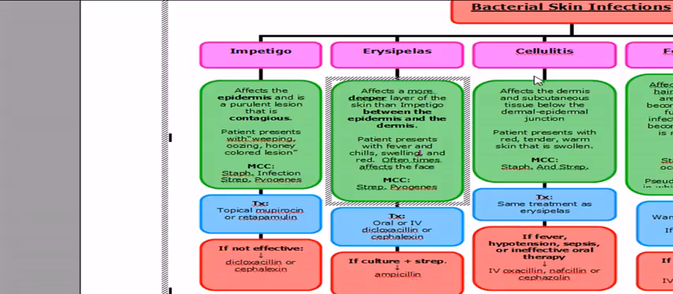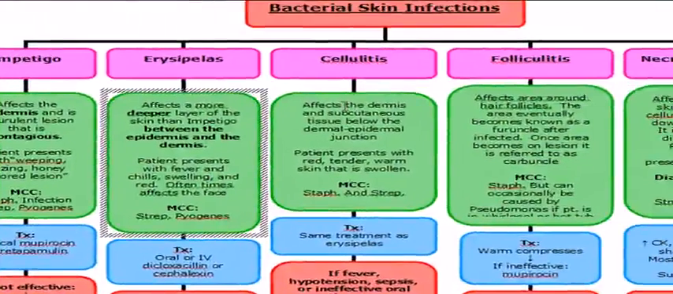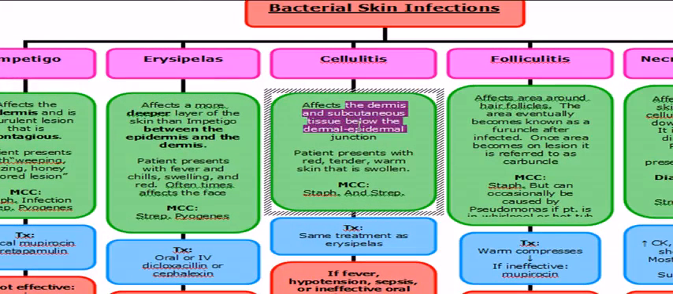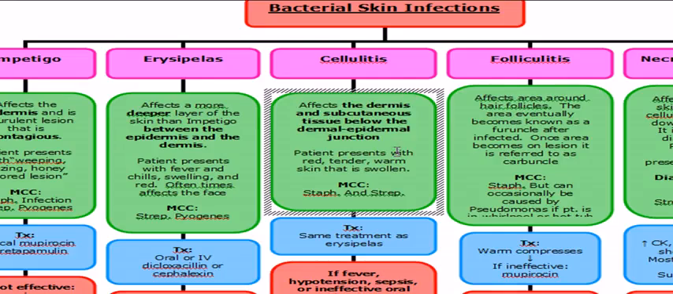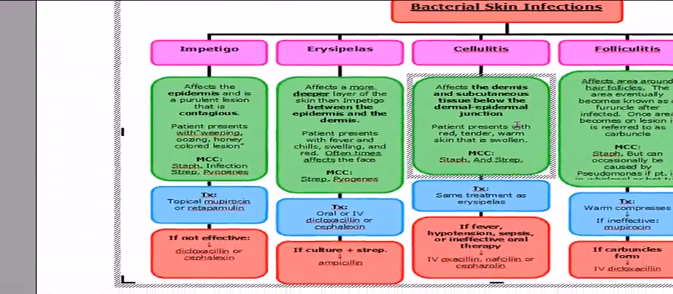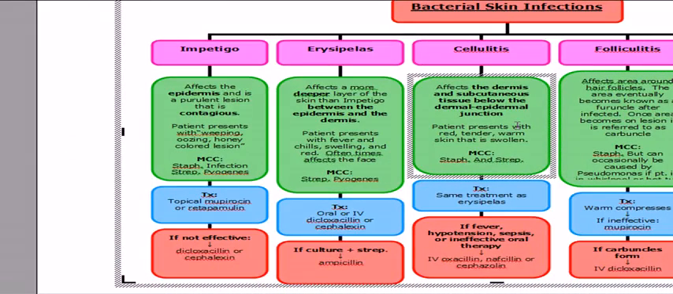Next, cellulitis. Now we're going superficial all the way down, right? So here, epidermis, impetigo. Erysipelas, between the epidermis and dermis. Next, cellulitis. It affects the dermis and subcutaneous tissue below the dermal-epidermal junction, okay? And this patient's going to present with red, tender, warm skin that's swollen, okay?